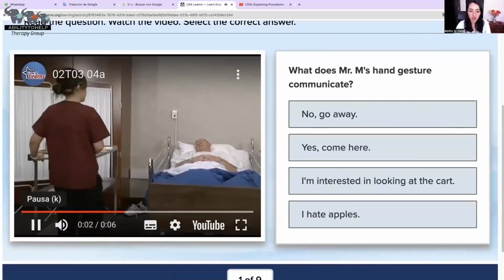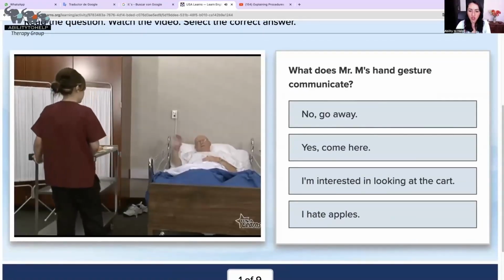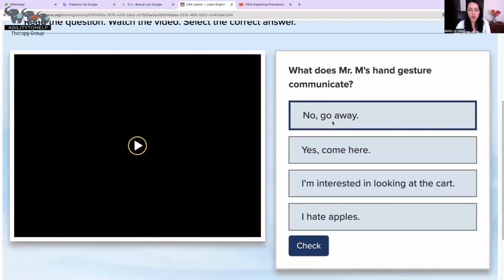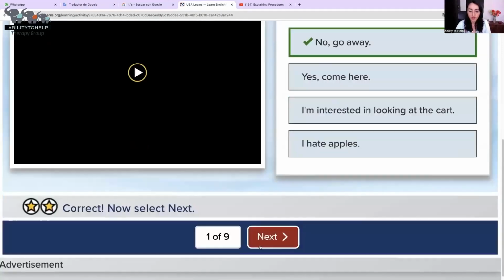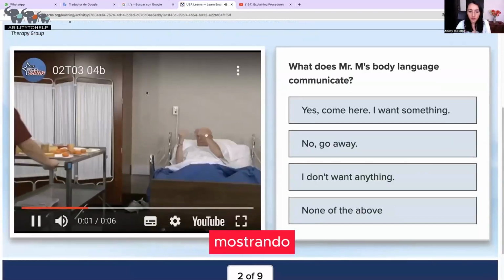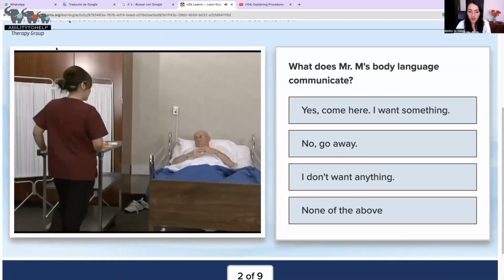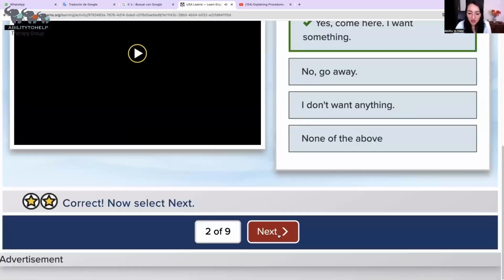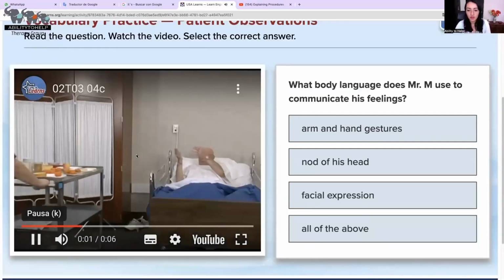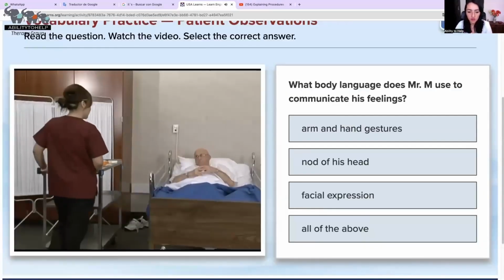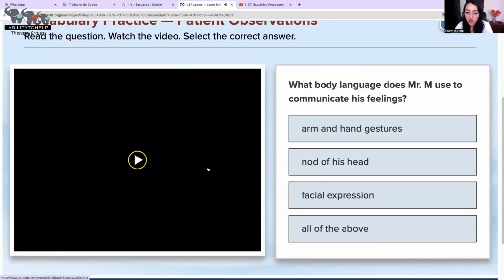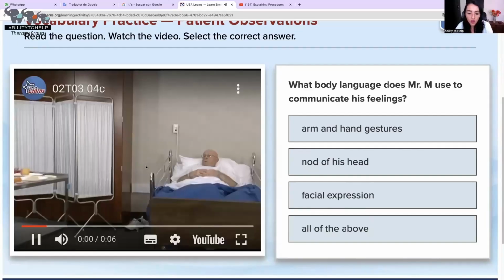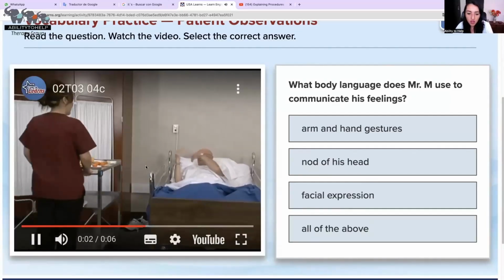Mr. M, the snack cart is here. Would you like anything? No, go away. Mr. M, the snack cart is here. Would you like anything? Yes, come here, I want something. Mr. M, the snack cart is here. Would you like anything? Arm and hands gesture, nod of his head, facial expression, all of the above.